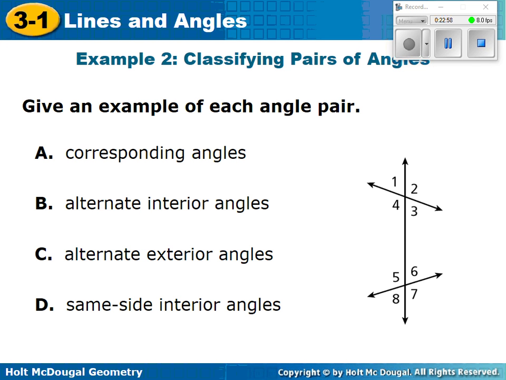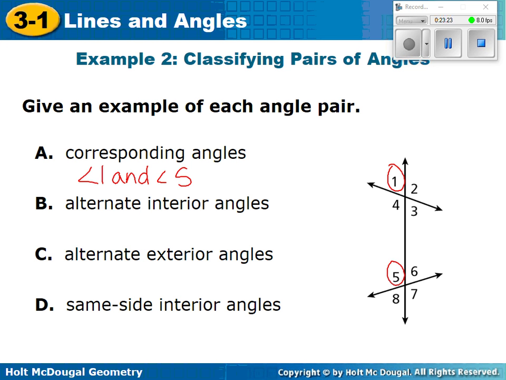1 and 5. So 1 and 5, remember, corresponding are on the same side of the transversal, and they're in the same position with respect to the other lines. So they are both above the lines and to the left of the transversal. So angle 1 and angle 5. Alternate interior, somebody different. Luke.